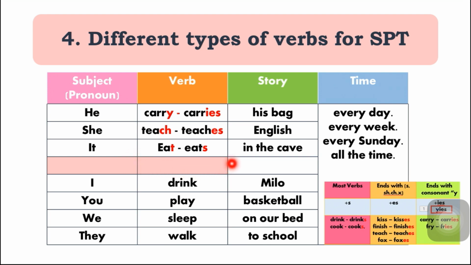And now proceeding to the second category, I, you, we, they. Remember, we do not need to plus s to the verb. So I drink Milo every day. You play basketball every week. We sleep on our bed all the time. They walk to school every week.